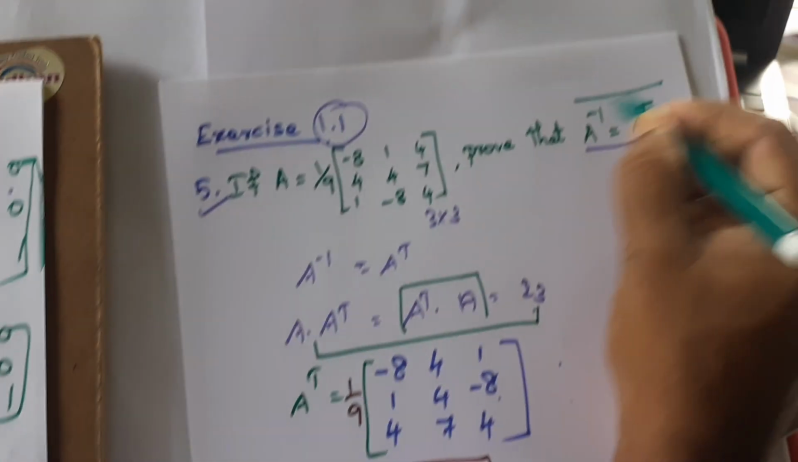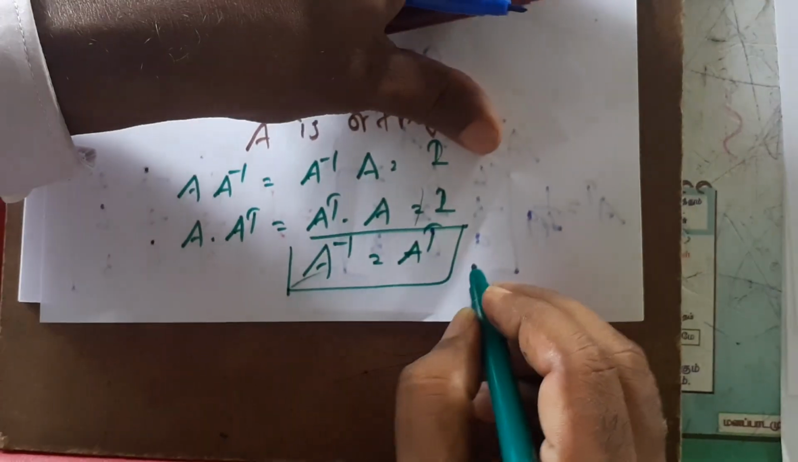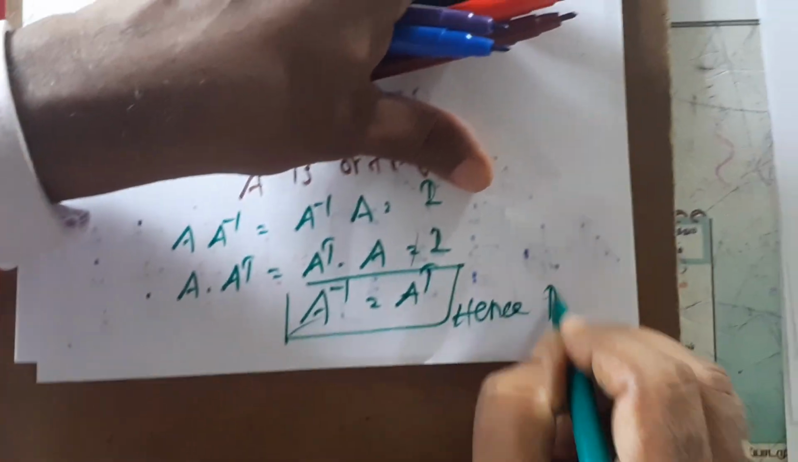This is our proof of the question. Therefore A inverse is equal to A power T. Therefore we can write: hence proved.